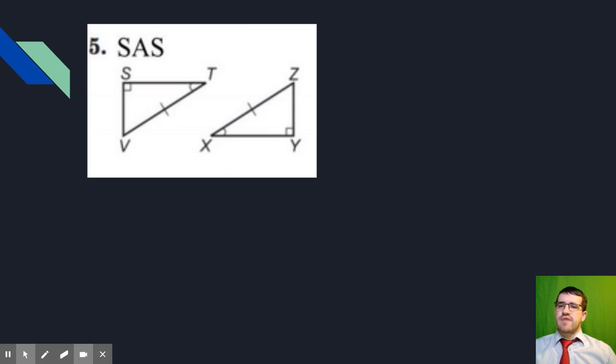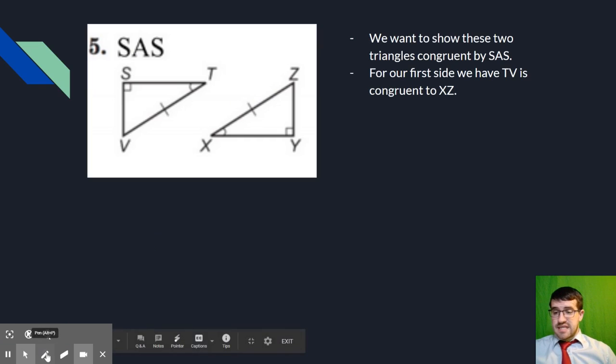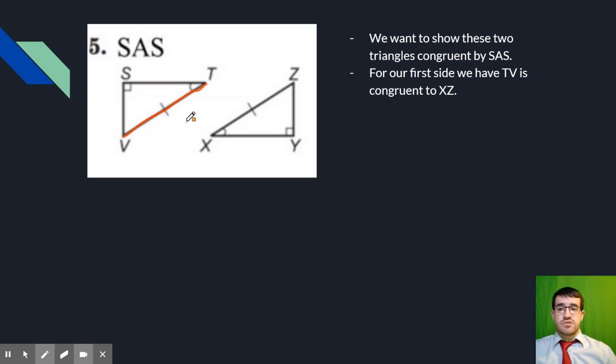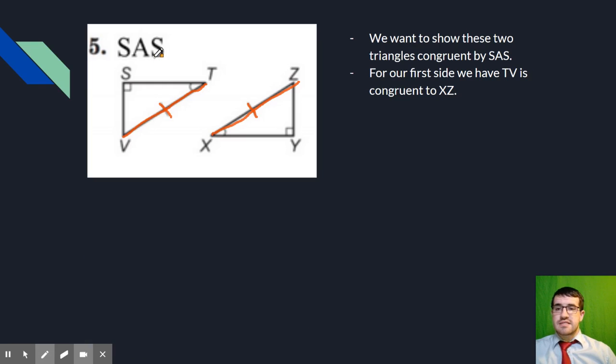So for problem 5, we're given triangle STV and triangle YXZ, and we want to prove them congruent by side, angle, side. So for our first side, we have TV is congruent to side XZ. I'm highlighting them in brown, orange. I'm not very good with colors. And we want to mark that with one tick mark. I should actually mark the S. It's going to be one of our S's here. I'll do that one.